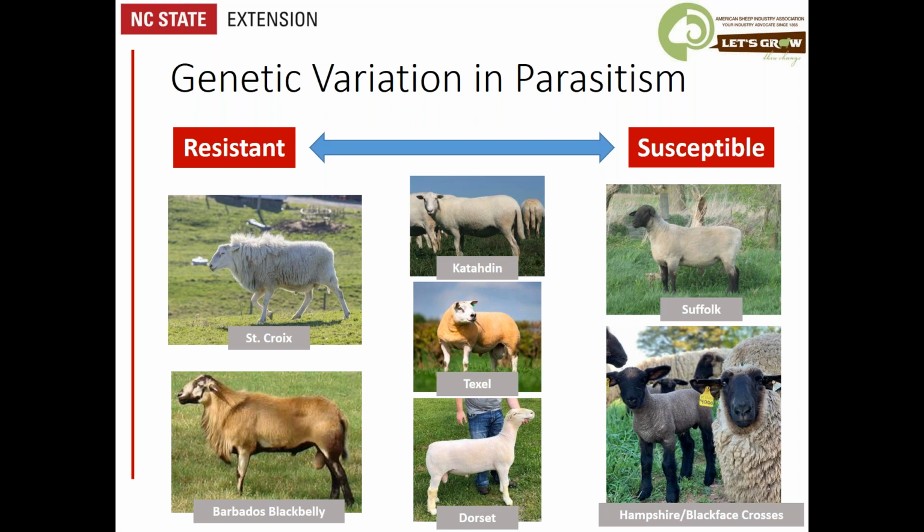And then in the middle, we have a lot of breeds, the Katahdin, Texel, and Dorset, just to name a few. Most of our breeds fall somewhere in between, where within a given breed we may have individuals that are fairly resistant and other individuals that are fairly susceptible. So the key is to identify which ones are the resistant ones and which are the susceptible ones, and then make accurate selection decisions based on that.